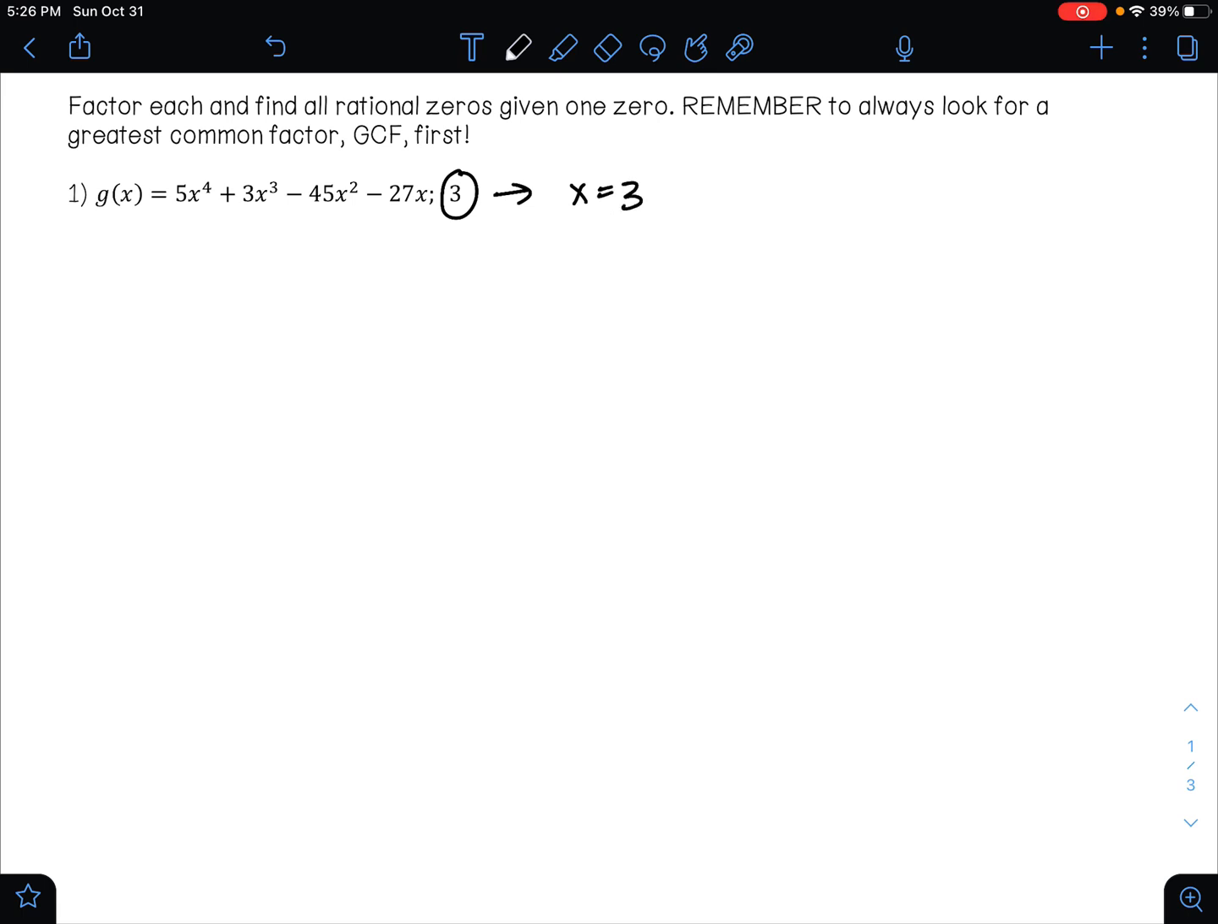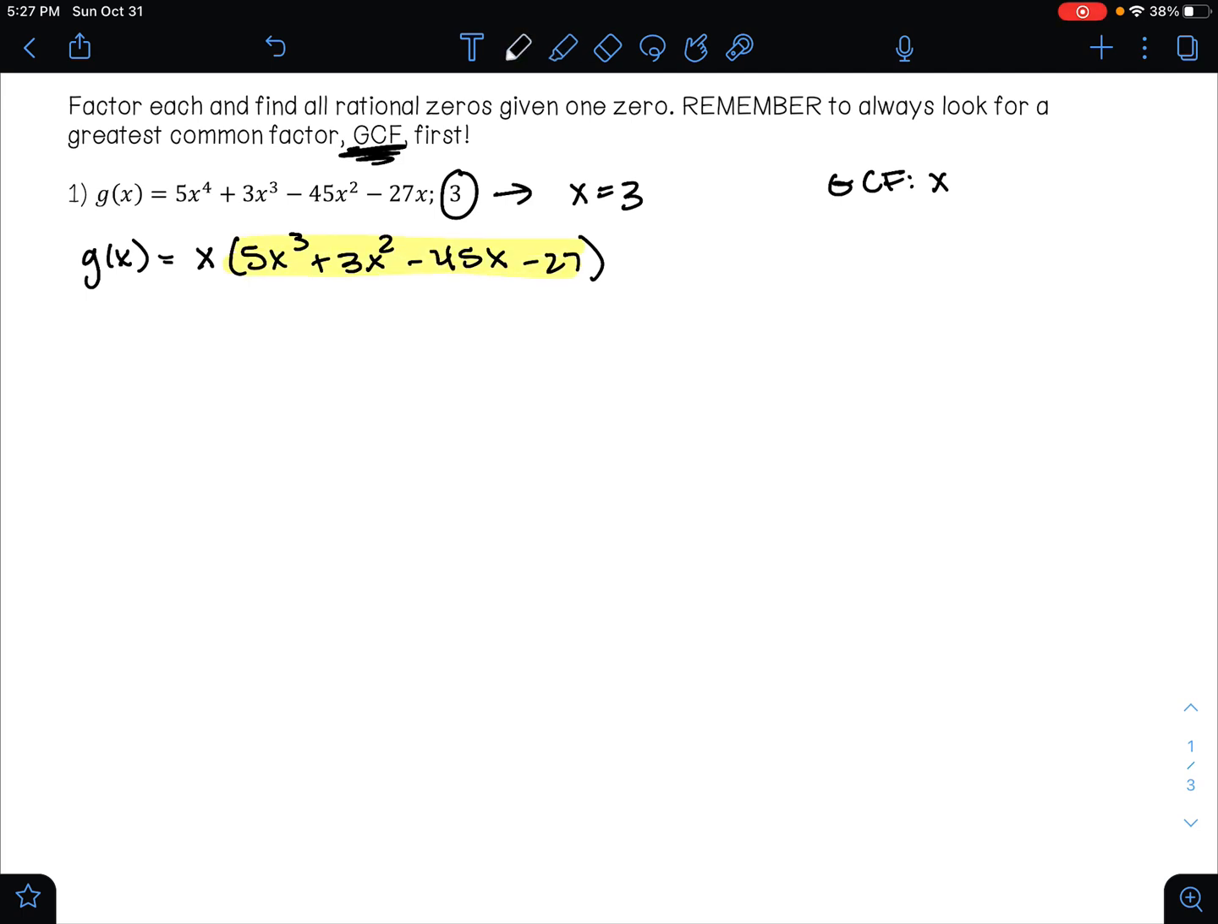So whenever we're factoring, we always want to look for a greatest common factor first. So when I look at my polynomial, I do have a GCF. My GCF is x. So let's go ahead and factor that out first. So I'll have x times 5x cubed plus 3x squared minus 45x minus 27. And I want to factor completely. So I'm going to use the 0 of 3 that they gave me to factor this cubic function here.